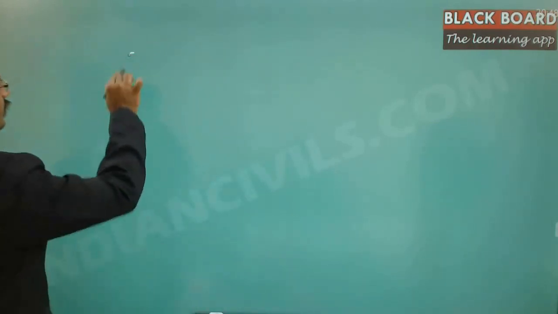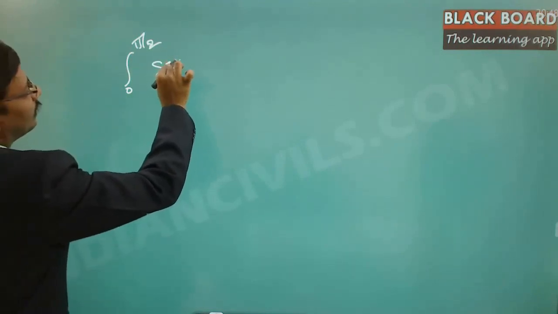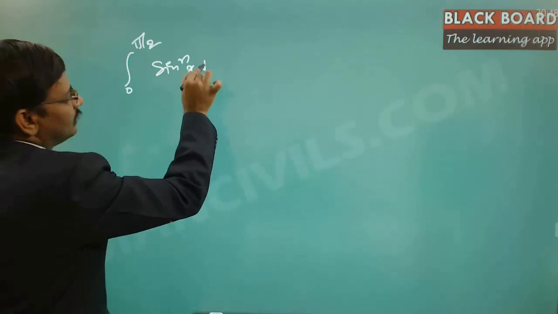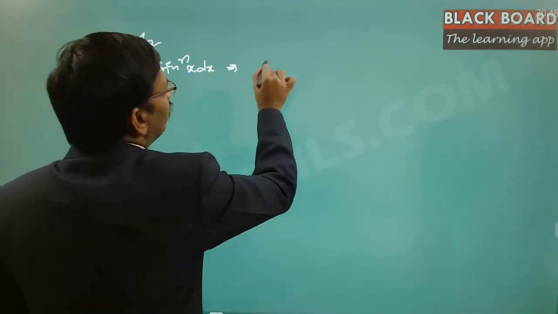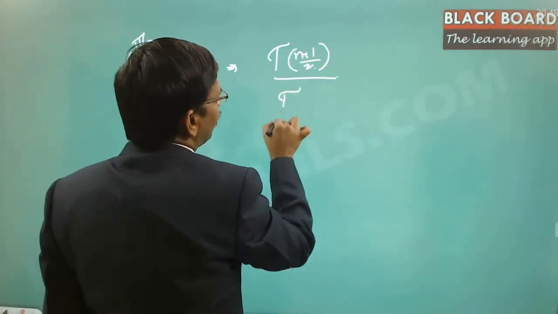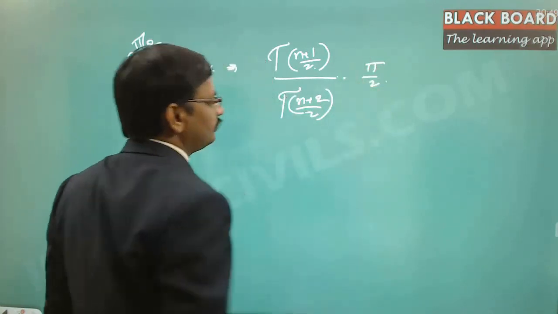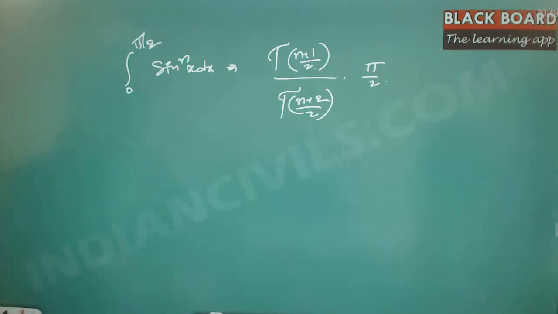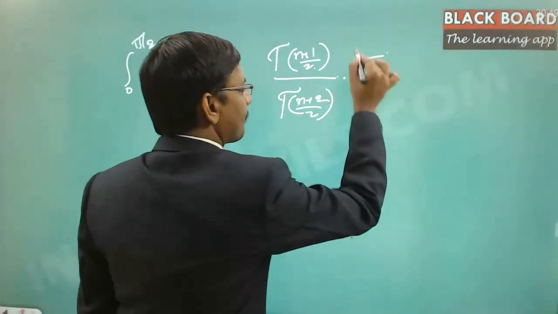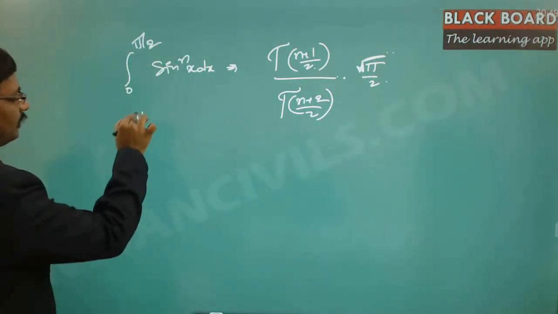That property is the integral from 0 to pi by 2 of sine power n x dx, and this value is equal to gamma of (n plus 1) by 2 divided by gamma of (n plus 2) by 2, into root pi by 2. Let me cross check that property. Yeah, so this is root pi; that is the only difference. So you can remember this property.